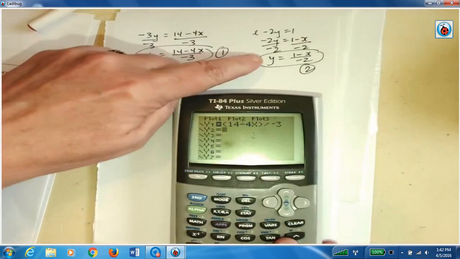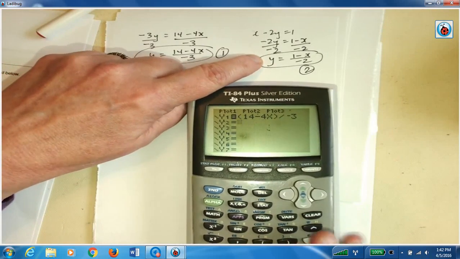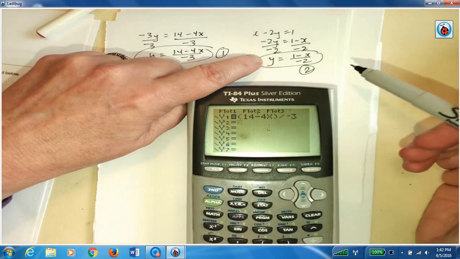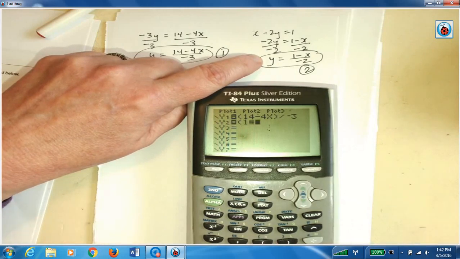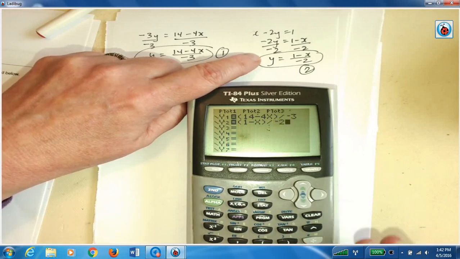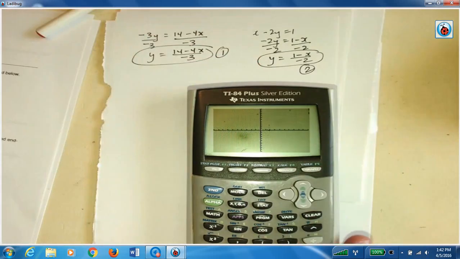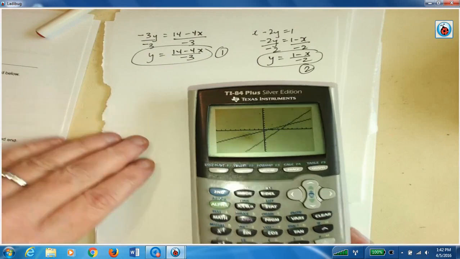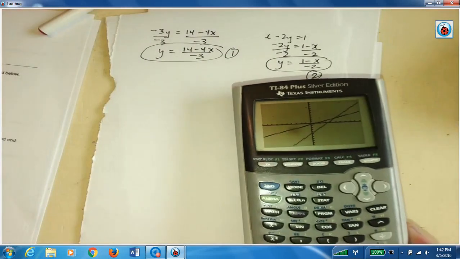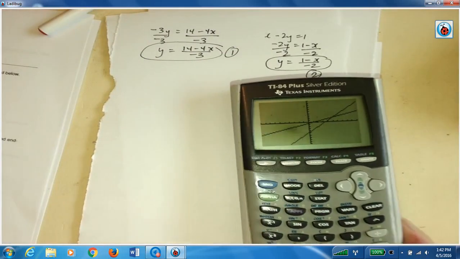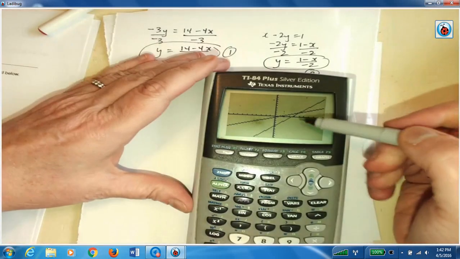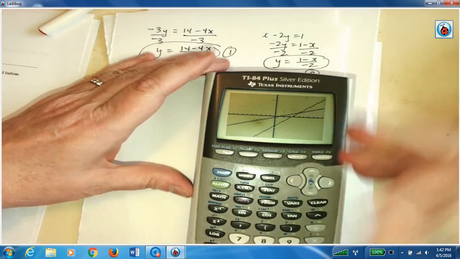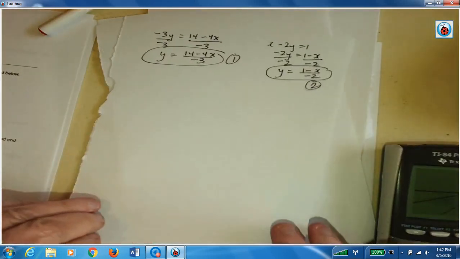Enter. And then for the second one, I want y equals, and then in the numerator I have 1 minus x. I got to put that in parentheses. Then hit the division key and negative 2, not the subtraction sign, but negative 2. Then do a zoom 6. So here are our two lines, and we predicted that their intersection point would be at 5, 2, and that's exactly what is going on here. We can see 5, 2.